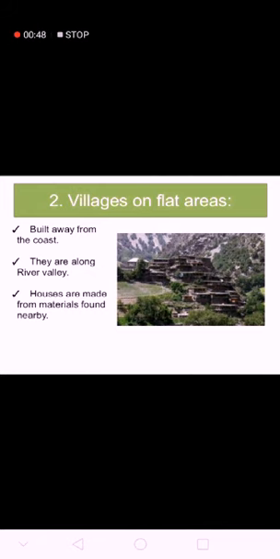Houses are made from materials found nearby, like people use what they find around them to build their houses. They use straw, they use reed to build their houses.